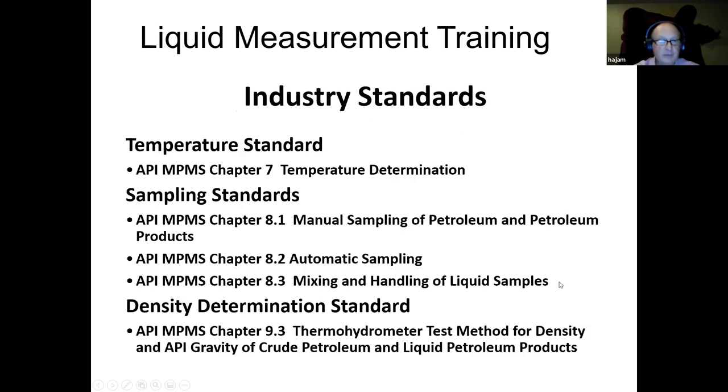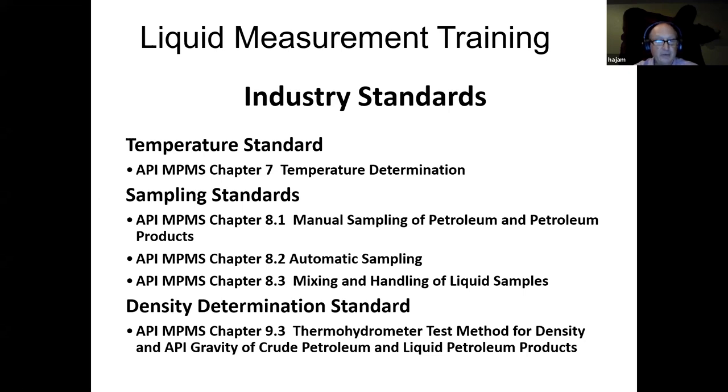Also, some other standards. The temperature standard is API chapter 7. It gives strict details on how to determine temperature using mercury thermometers, basically liquid in glass thermometers, and also electronic thermometers, which we call PETs. So there are various methods inside those standards to describe and detail how to take temperature measurements. Probably one of the most profound measurements you're going to take is the temperature. They need to be accurate.